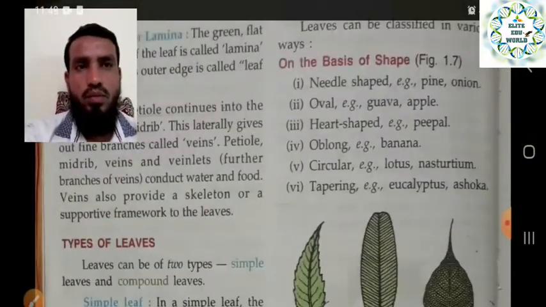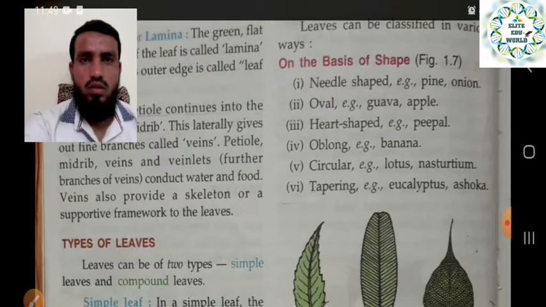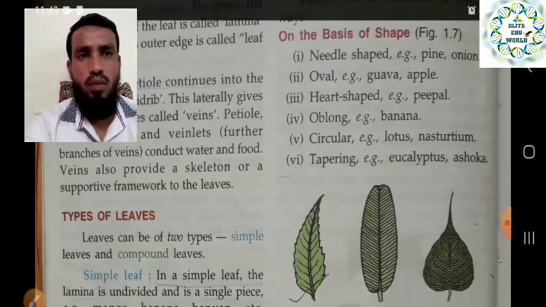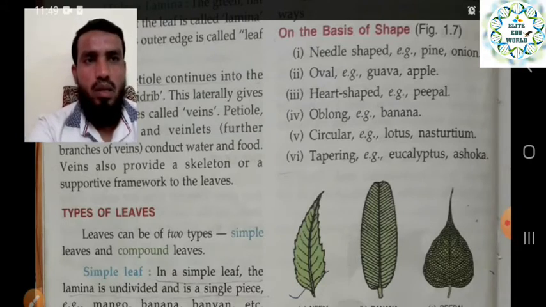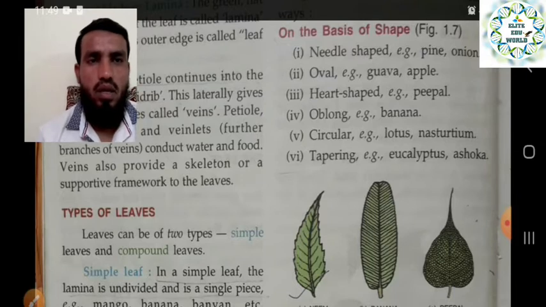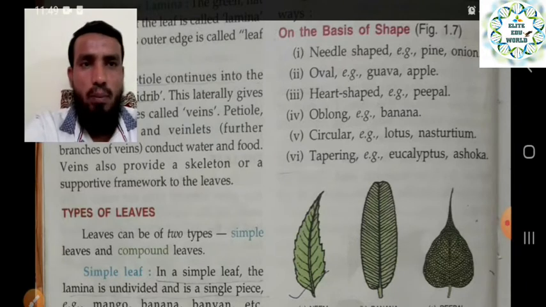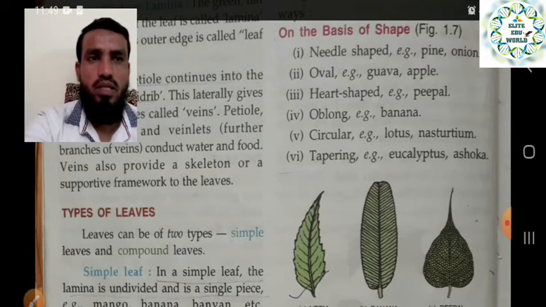Now the next point, leaves can be classified in various ways. For more description or more divisions, we can divide them on the basis of shape, how they look, right? On the basis of shape we can divide them into different types. Number 1, needle shape, example pine or onion. These are the leaves called needle shape, where the top point is like a needle. Then second is oval, example guava and apple, the leaf shapes are oval. The third example, heart shaped leaf, example peepal.